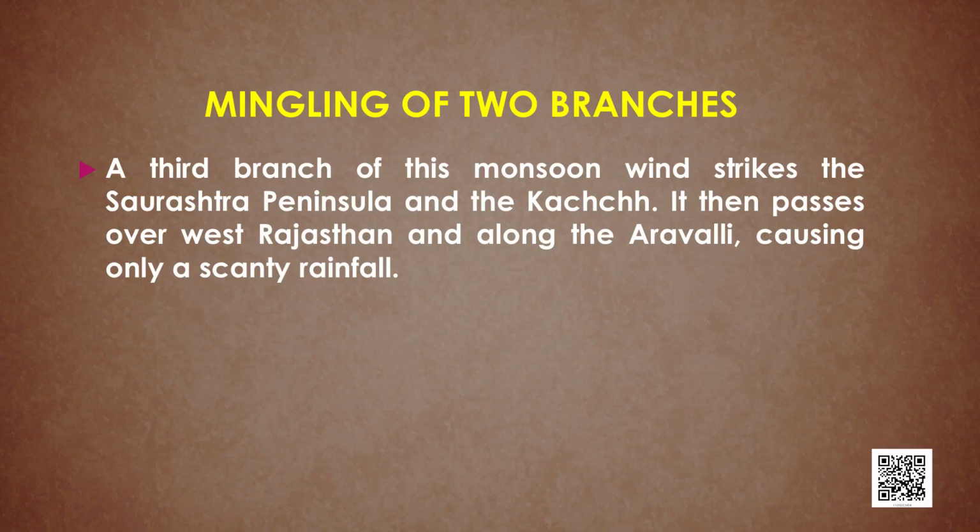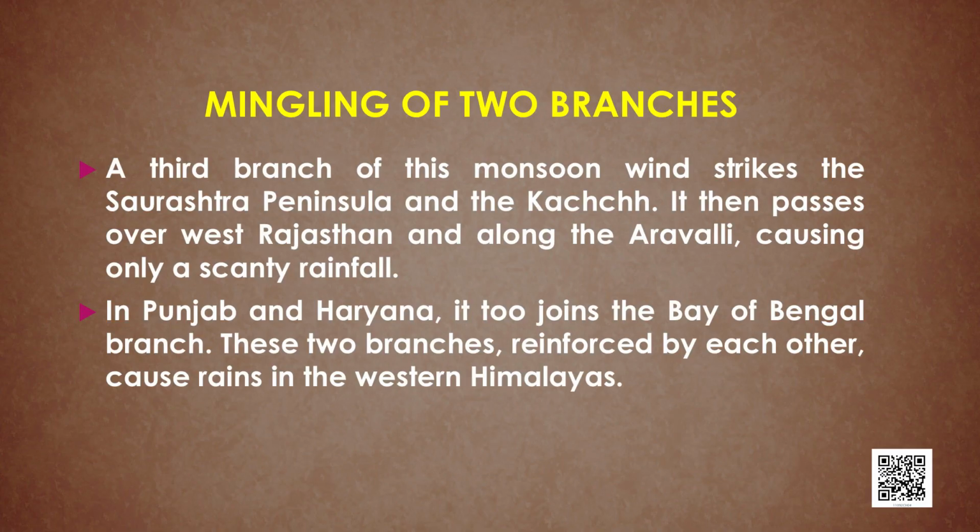Now, this third branch strikes against the Saurashtra peninsula and the Kutch region. Then it passes over western Rajasthan and along the Aravalis, causing only scanty rainfall. Aravalis are mostly parallel to these moisture-laden winds, hence this region gets very little rainfall. In Punjab and Haryana, it again joins the Bay of Bengal branch. So, these two branches, reinforced by each other, cause rainfall in the Himalayan region, particularly the western part of the Himalayas.